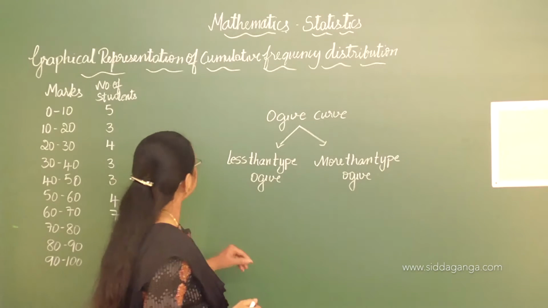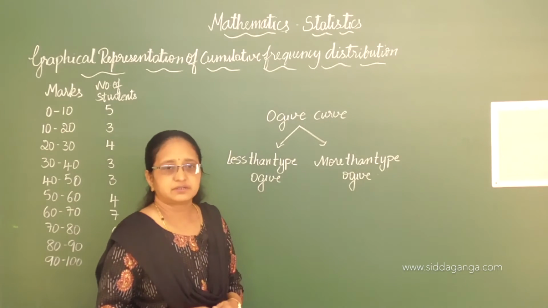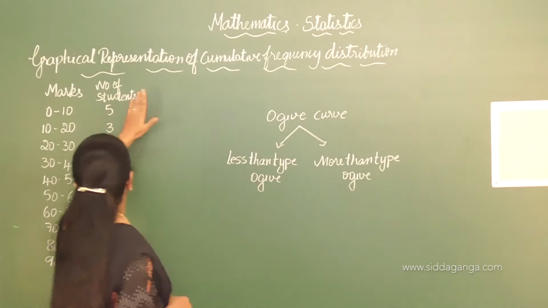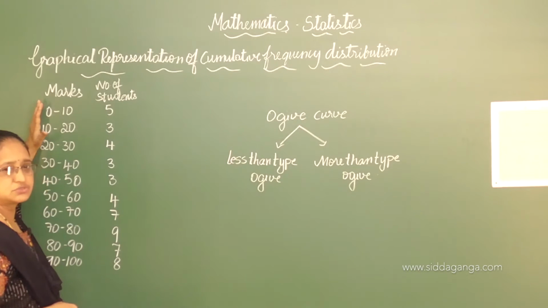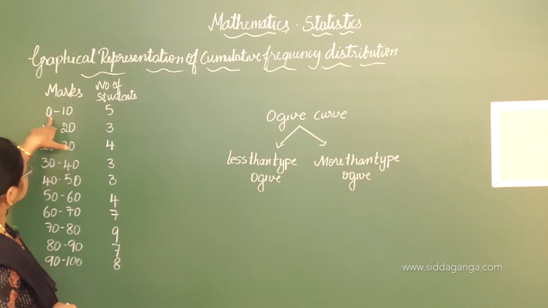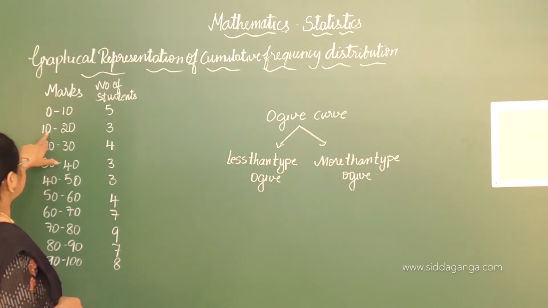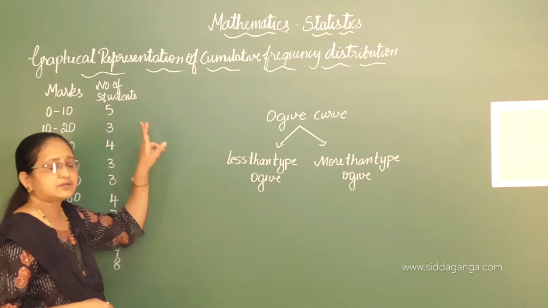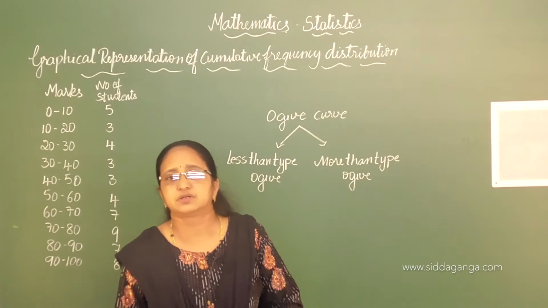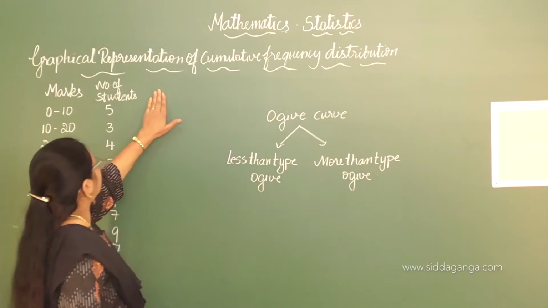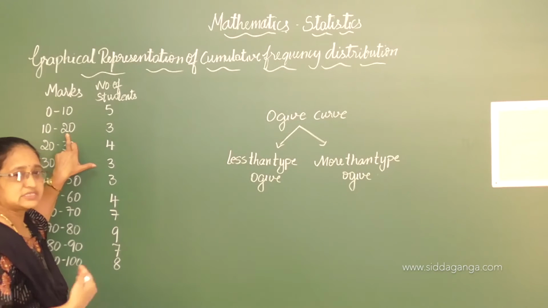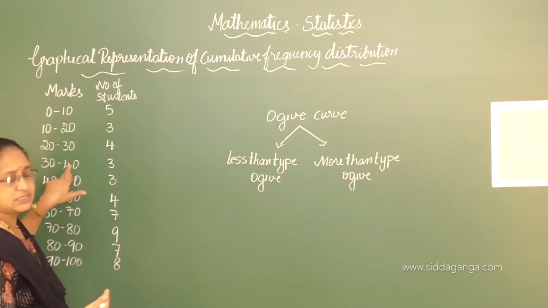Okay, for the example I have taken this problem. Before that, you all know how to find out the less than type marks. This is the marks obtained by the students: 0 to 10, 10 to 20, and these are the number of students. The marks obtained from 0 to 10 are 5, and from 10 to 20 they are 3. When we worked out the median problems, we had studied how to find out the less than type, means less than 10, less than 20. How many students have got less than 10, less than 20, less than 30, less than 40, like this.